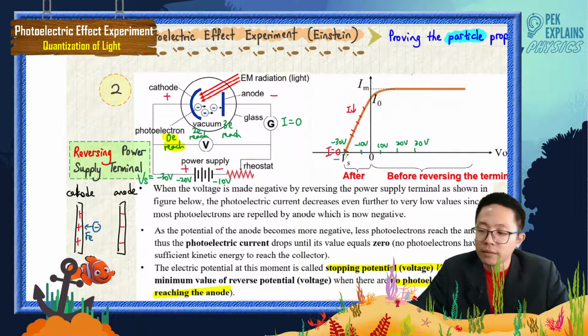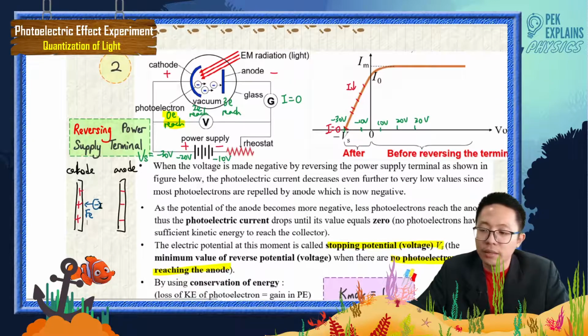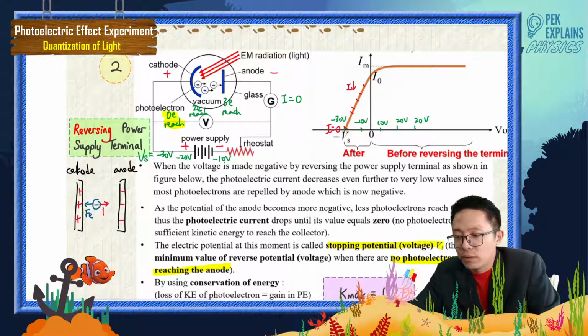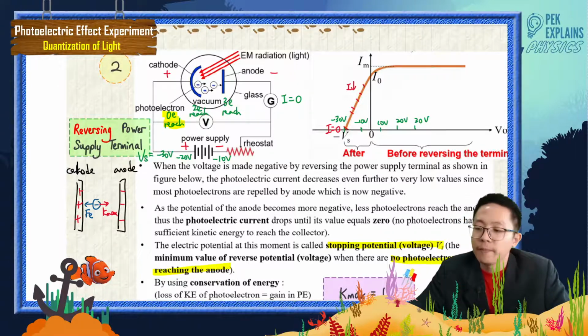So less and less electrons can reach the anode because they are being repelled by the negative anode. Although the electron has the kinetic energy to go to the anode, not all can reach it. It's being repelled by the anode. So what happens if they are repelled?